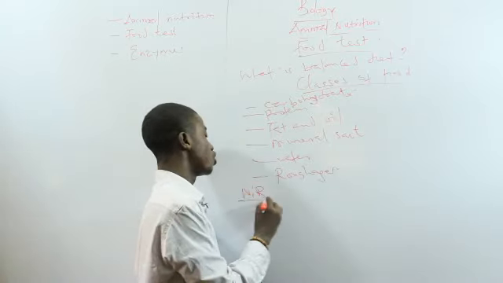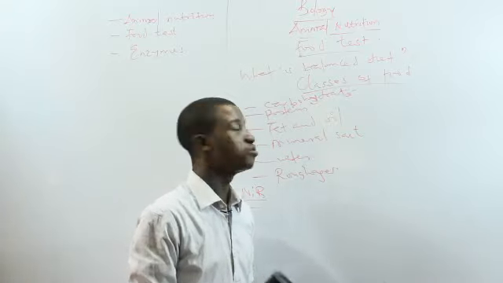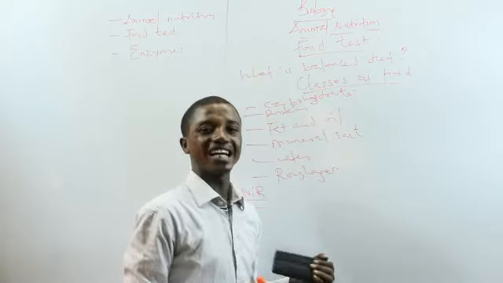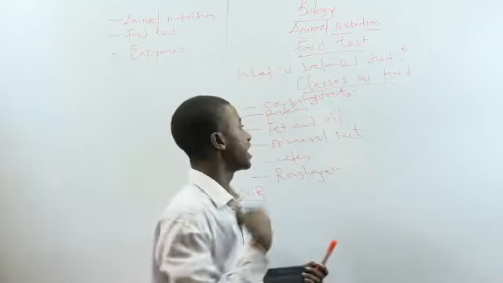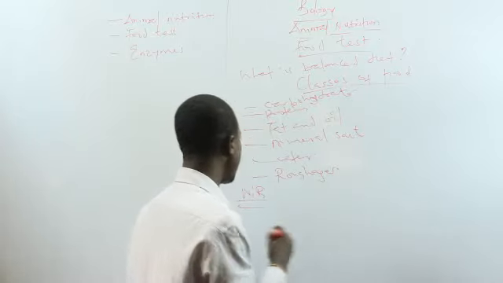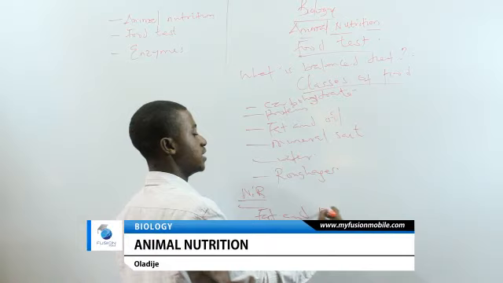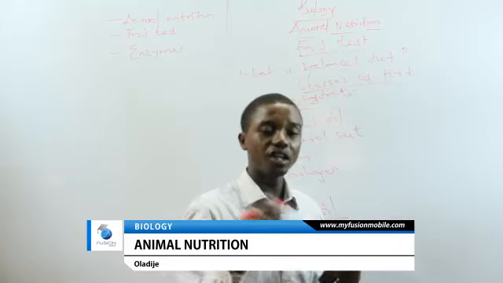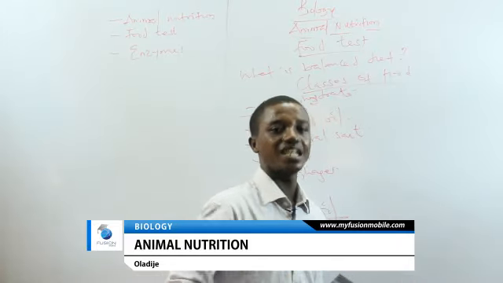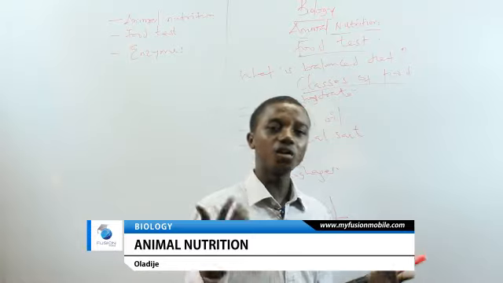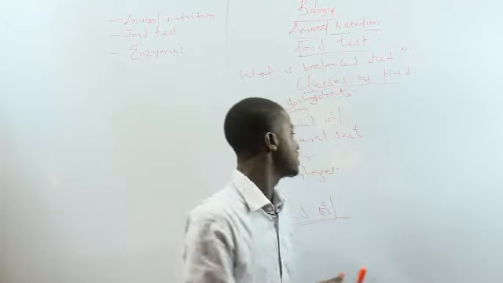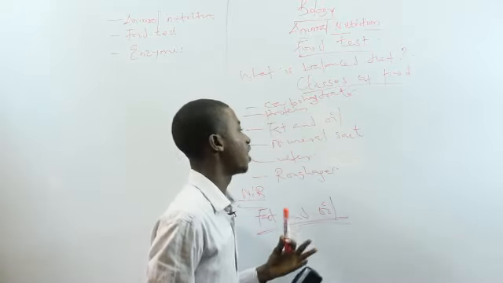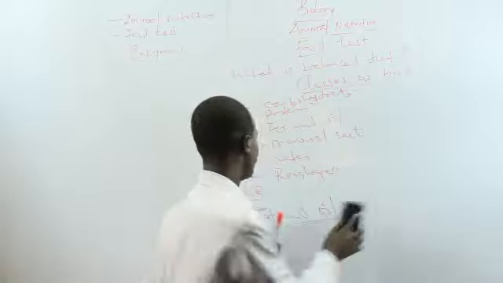It is very important for you to note that of all the classes of food, ranging from carbohydrate, protein, fat and oil, mineral salts, water and roughages, the one that gives the body the greatest amount of energy is fat and oil. It is not carbohydrate, it is fat and oil. Of all the classes of food, the one that gives the body the greatest amount of energy in terms of calories is fat and oil. So we'll be looking at carbohydrate, protein, fat and oil, mineral salts, water and roughages briefly.